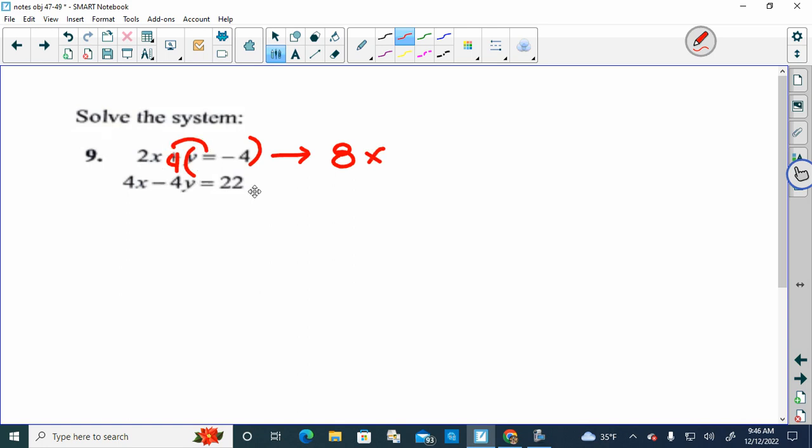Okay, distribute. Pretend like I got a 4 in there, which would be plus 4y. And then 4 times negative 4 would be a negative 16. I'm just going to move this guy over here. So I've got 4x minus 4y equals 22.